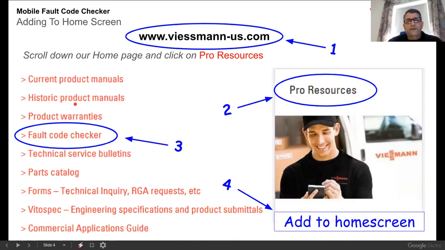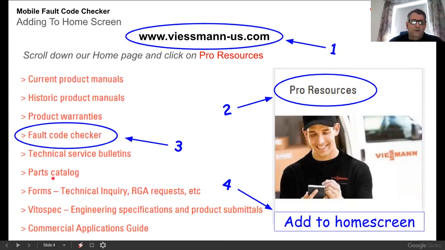Product warranties. The other thing is when you call tech support, it automatically puts you in the system. So they now know where that boiler is. So if there is ever a problem, they know where that boiler is and who to notify. Technical bulletins, any parts catalogs in there. Takes a little while to load, but it's fragmented for all the different boilers. So if you need to look up any of that as well.